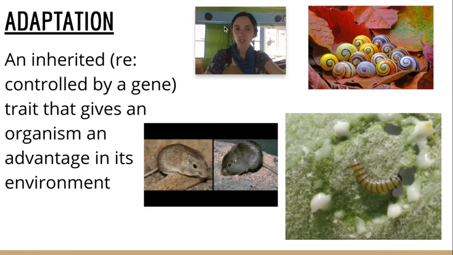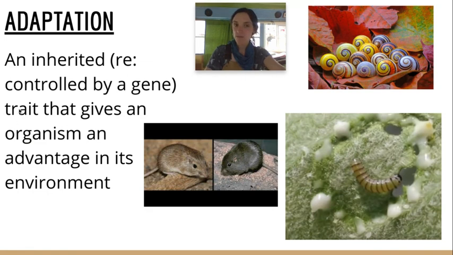So an adaptation is a trait that gives an organism an advantage in its environment. If we look at these mice right here, these mice are the same species. They have the same genes, but their alleles are different. This mouse lives on the prairie, and it has alleles for brown fur. This mouse is a city mouse, and it has alleles for gray fur. So this mouse is better adapted to the prairie because there are more brown colors and it can hide better. This one's better adapted to the city because there are darker colors and it can hide better.